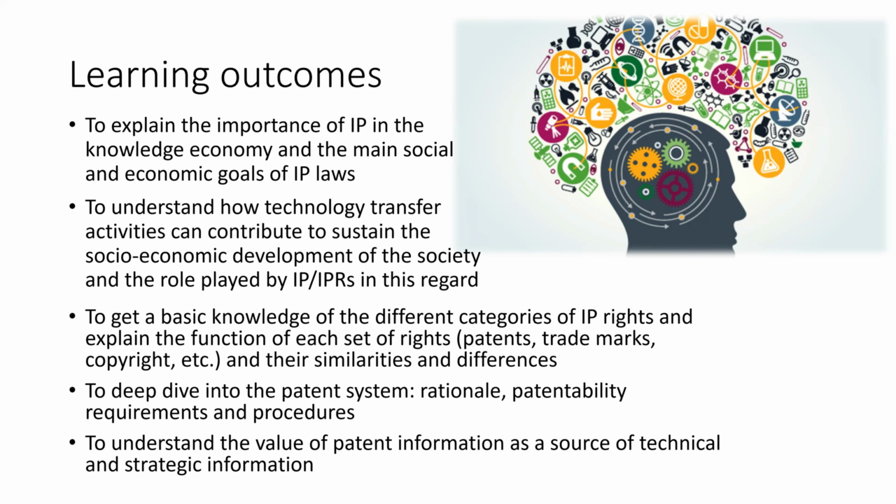We now have a basic knowledge of the different categories of IP rights, and we are able to explain the function of each set of rights, patents, trademarks, copyright, etc., and their similarities and differences. We made a deep dive into the patent system, looking at its rationale, at the patentability requirements, and the main procedures for protection. And now we understand the value of patent information as a source of technical and strategic information. So this is all.